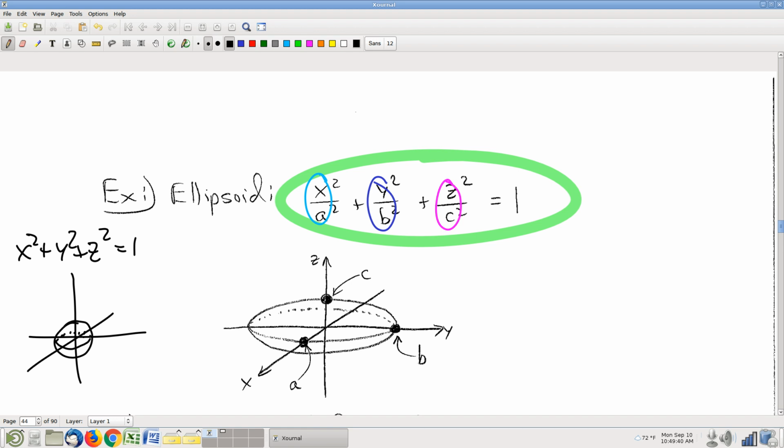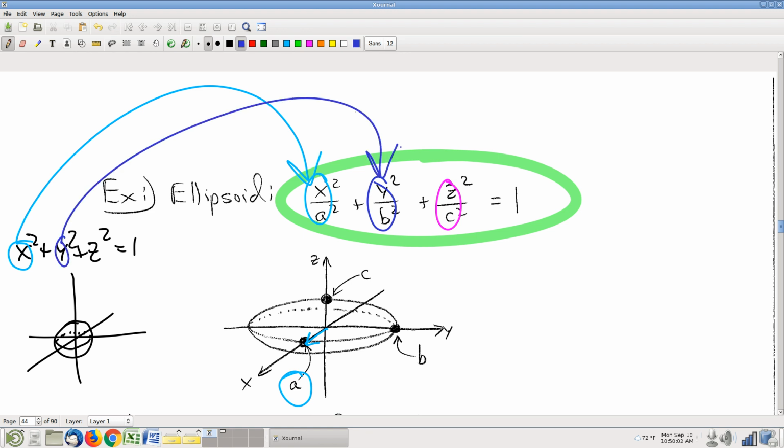Right? But because of replacing x with x over a, that stretches by a factor of a in the x direction. Y gets replaced by y over b, that stretches it by a factor of b in the y direction, and etc. in the z direction. So now you've got to think geometrically. What happens if you take a sphere and stretch it by certain factors in these different directions?